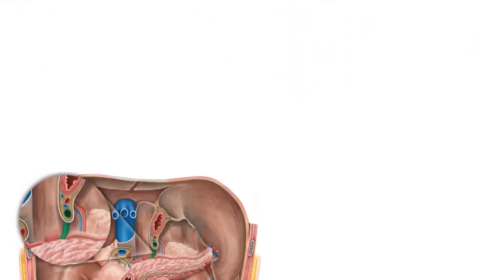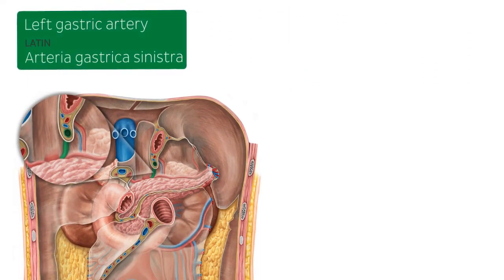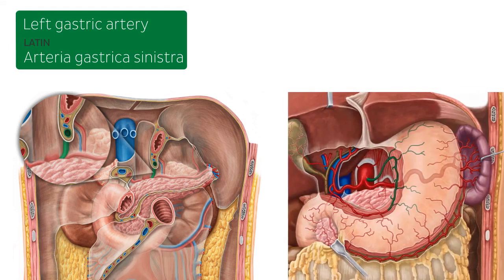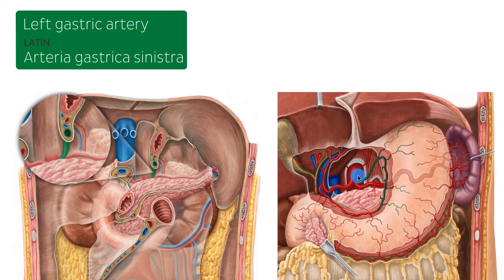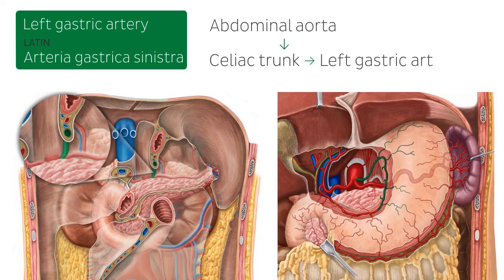So the first of these 3 arteries that we're going to see is the left gastric artery. In this image on the left, we can only see a small portion of the artery, and then it cuts at a coronal plane. But here in the right image, we can see the left gastric artery as it originates from the celiac trunk, and we can see that it supplies the superior portion of the lesser curvature of the stomach. It also supplies the lower esophagus. So just to reiterate, the abdominal aorta gives off the celiac trunk, which then gives off one of its 3 branches, the left gastric artery.